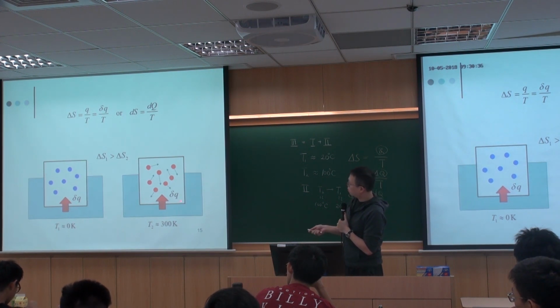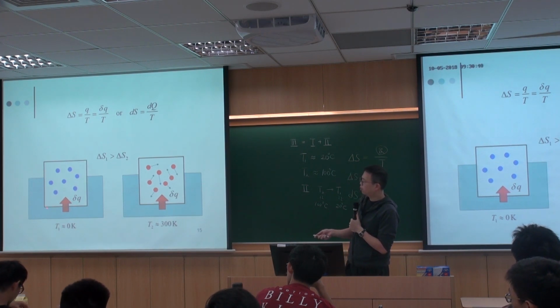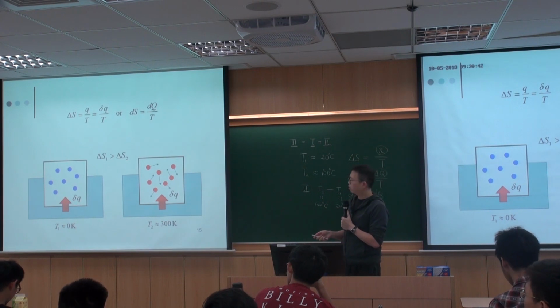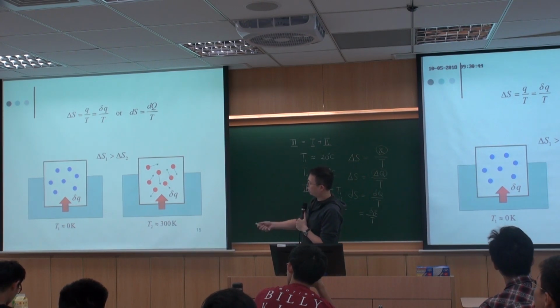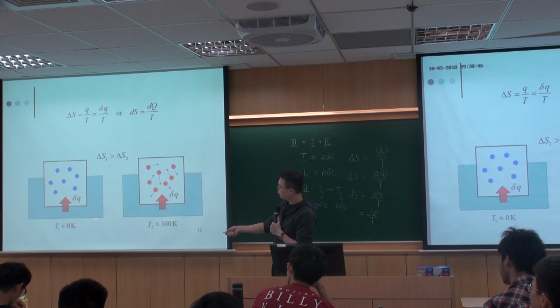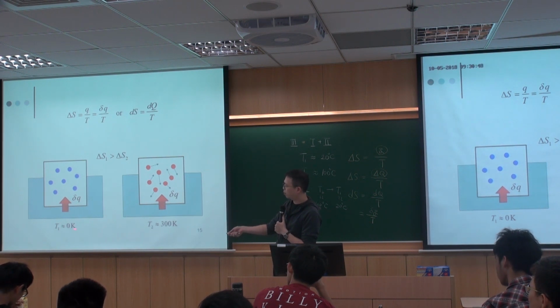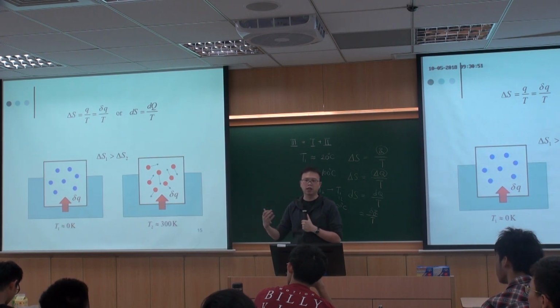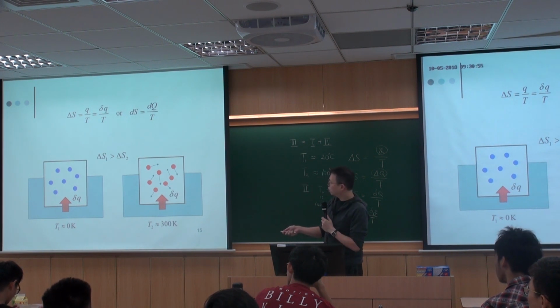Imagine that they both absorb the same amount of heat, delta Q, from the heat reservoir. And again, the reason why we call this a heat reservoir is because the temperature is fixed. So imagine that heat is transferred, but there's no change in terms of temperature.